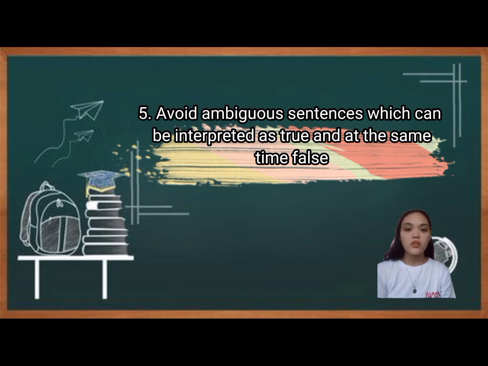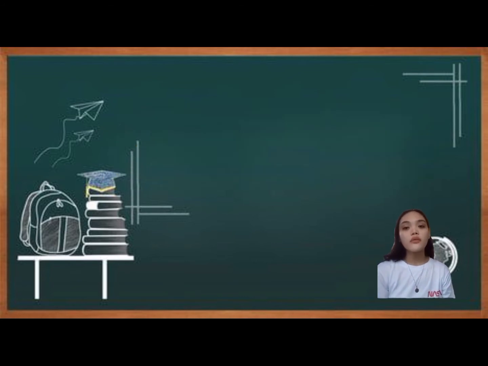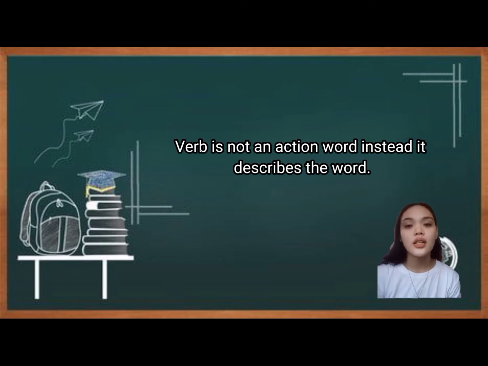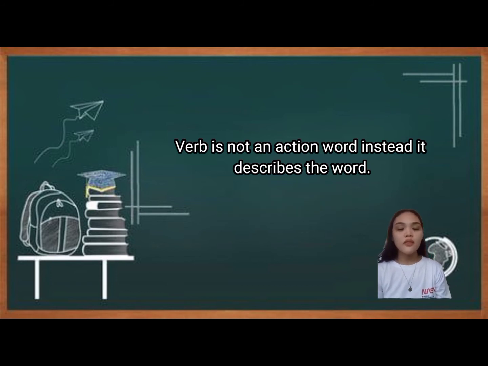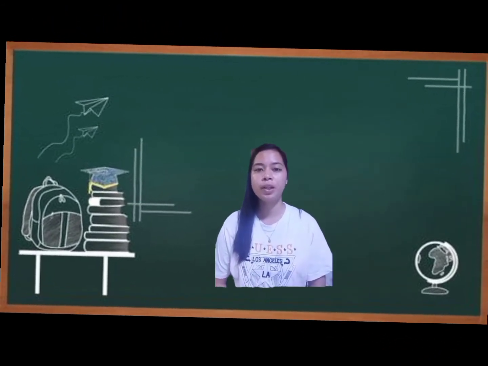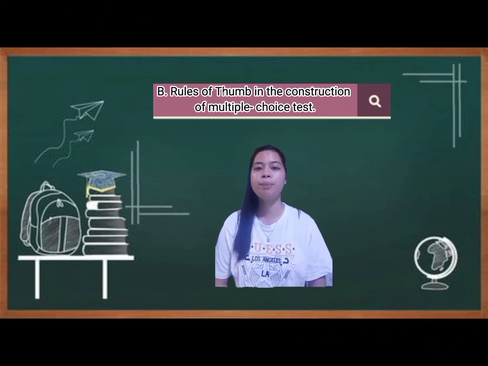And the last but not the least: avoid ambiguous sentences which can be interpreted as true and at the same time false. For the non-example: a verb is not an action word. Instead, it describes the word. The answer is false. It is too cliche as well as ambiguous, since everyone knows that a verb is an action word.